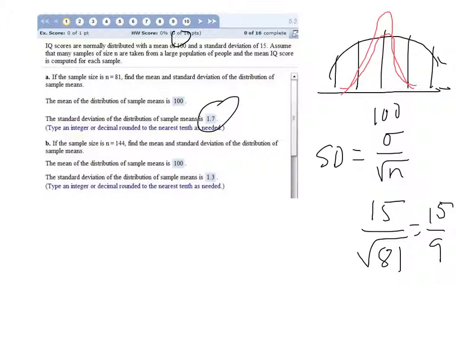But same deal. I'm going to take 15 and divide it by the square root of 144, which is the same thing as 15 divided by 12. And that's where they got the 1.3. Hopefully that'll help you answer that question.